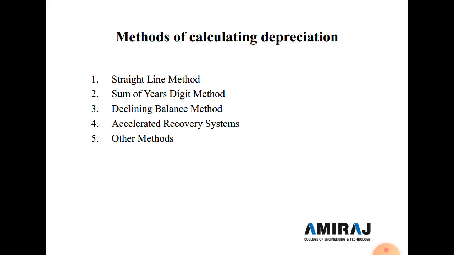There are five main methods. First one is the straight line method, second one is the sum of year digit method, third one is the declining balance method, and fourth one is the accelerated recovery method, and fifth one is other methods. The fourth one also includes the sinking fund method, the accelerated recovery system, and in the fifth one, other methods, we use the service output method. So let's start with the straight line method.